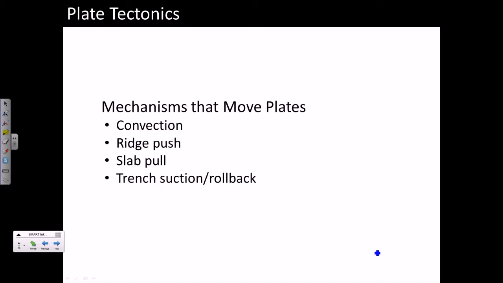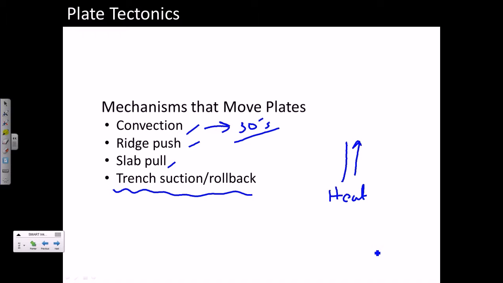These include convection, ridge push, slab pull, and trench suction / rollback, which I use as a kind of combination term here, that contribute in different ways to plate motion. It was Arthur Holmes who came up with plate convection in the 30s as a mechanism to really move the plates, and that involves heat from below and rising rock. Now, it's not rising magma, but it's rising rock.